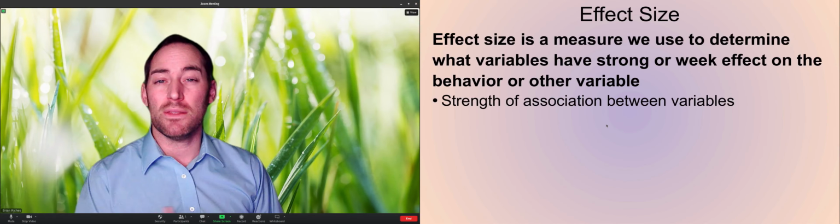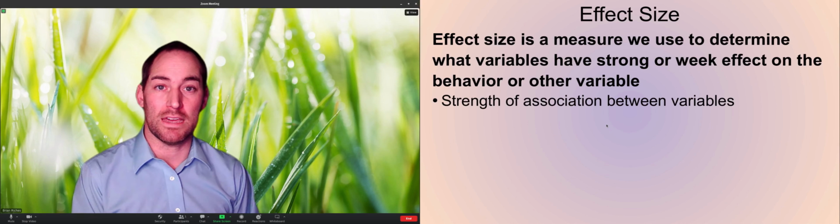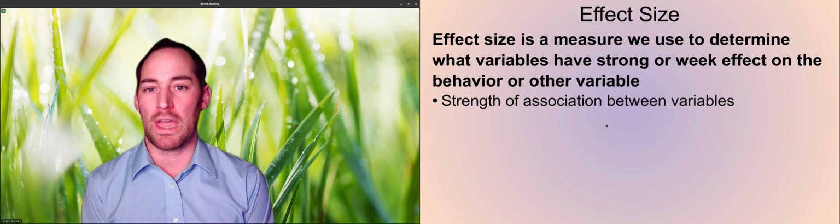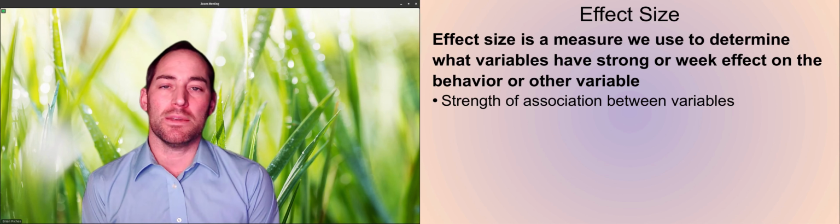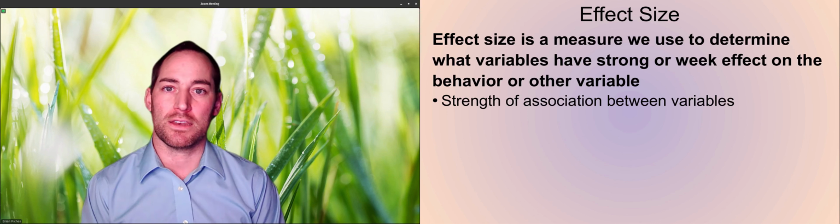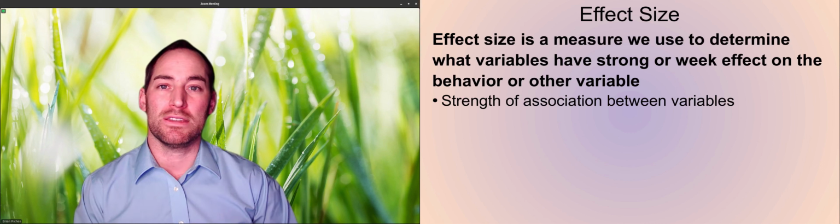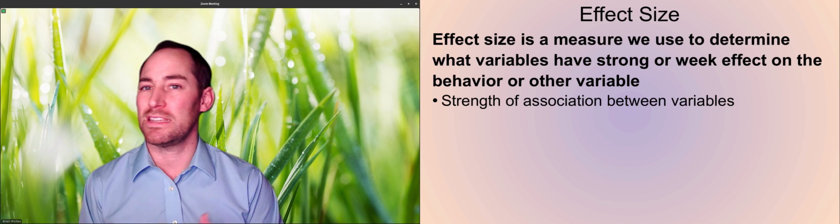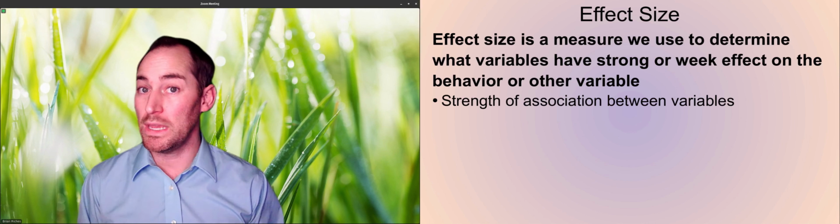All right, so now let's move over to talking about effect sizes. We'll talk about them in a lot more detail than we have before. Basically, it's a measure we use to determine which variables have a strong or weak effect on variables. And so when we're talking about correlations, it's the strength of the association between the variables.